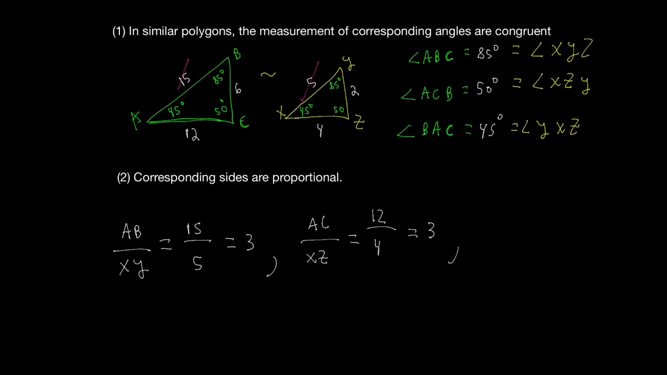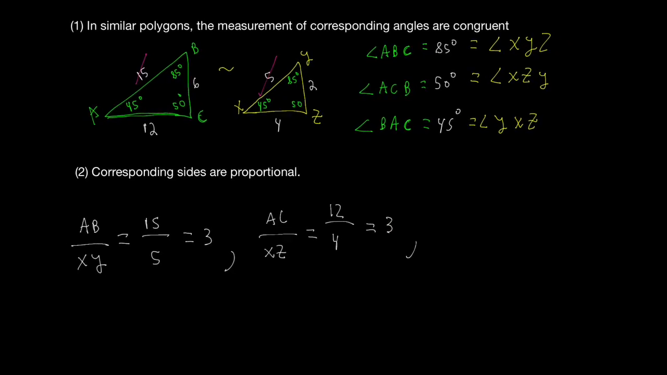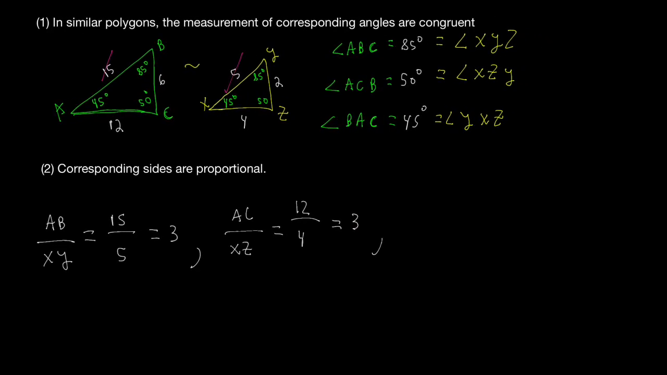Now, because these two triangles are similar, because I explicitly told you, the last pair of corresponding sides need to equal 3. And let's just verify that. So the last pair of corresponding sides are BC and YZ. So let's get BC divided by YZ. And we're going to get 6 over 2, and like expected, we're getting 3.